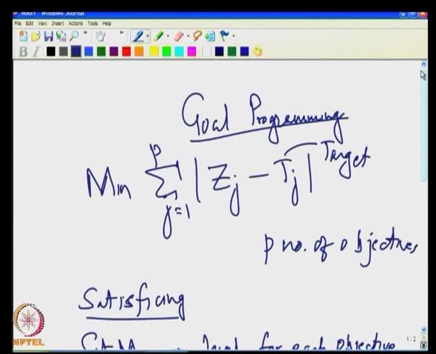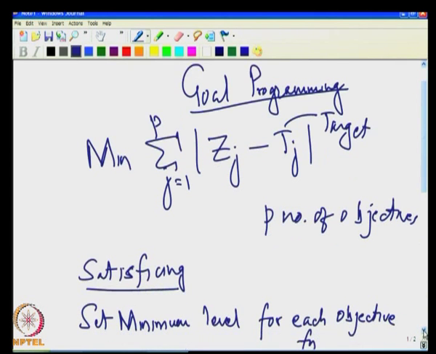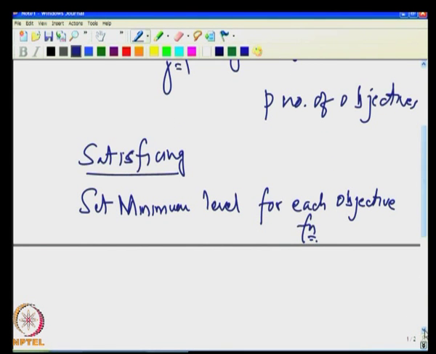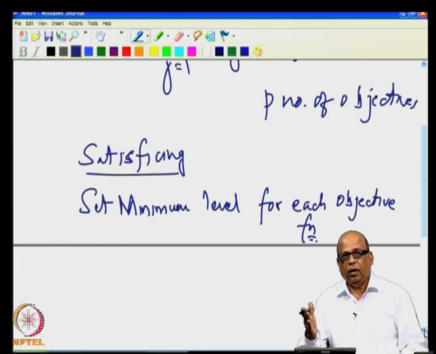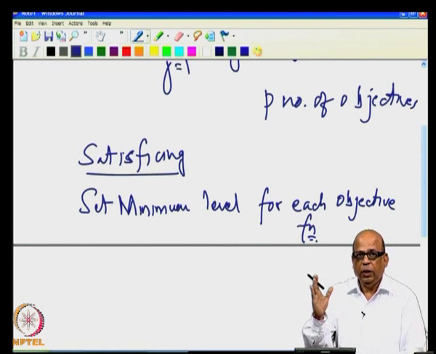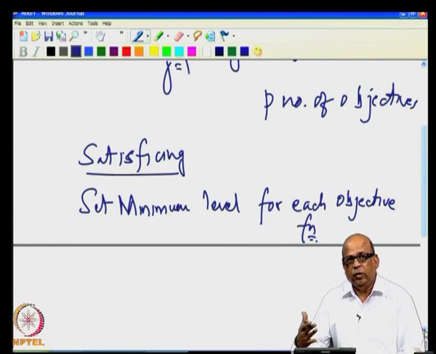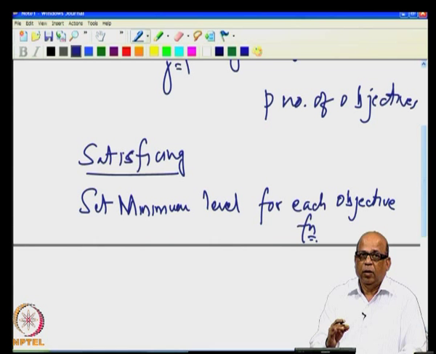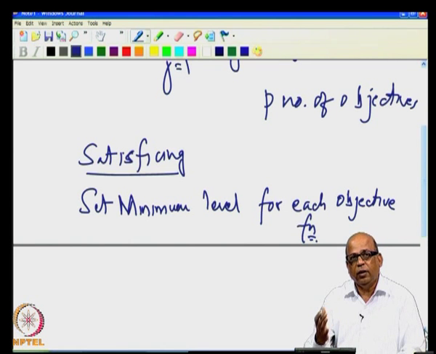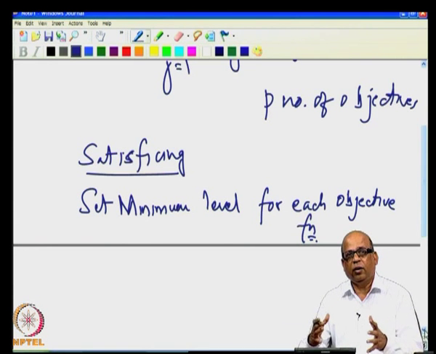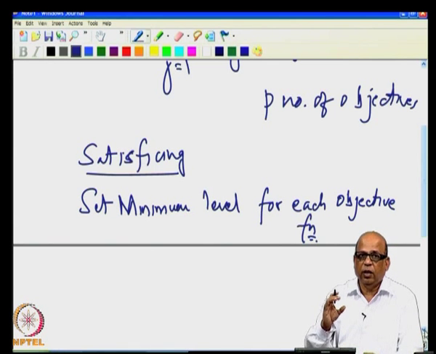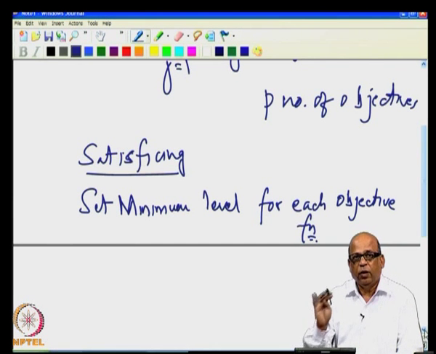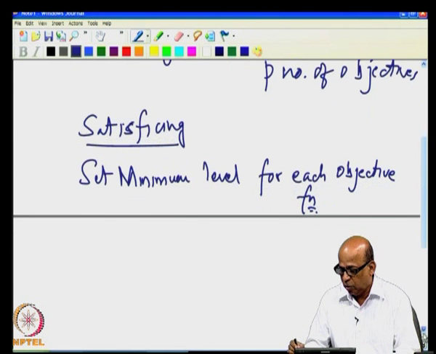Here we were setting it as a target to be achieved, but in satisficing, let us say there are p objective functions. I will say that Z1 should be at least this much, Z2 should be at least this much, and so on, and generate non-inferior solutions. Those solutions which do not satisfy this minimum level will be screened out. That means, you will not consider those solutions. This is what is called satisficing, and typically we use satisficing when there are a large number of stakeholders, each one expressing his or her own minimum level of achieving a particular goal. So, this is what is called satisficing.